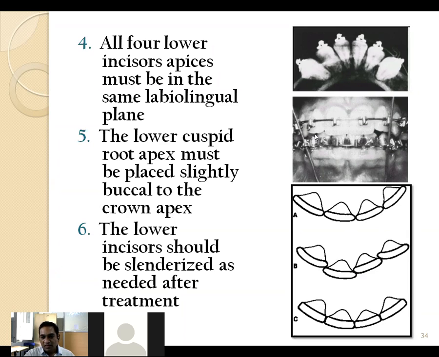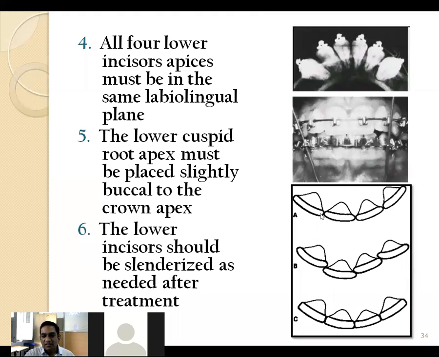It means the canine cusps and the apex should be slightly labial, that is, slightly buccal to the crown tip. And the lower incisors should be slenderized as needed after treatment.